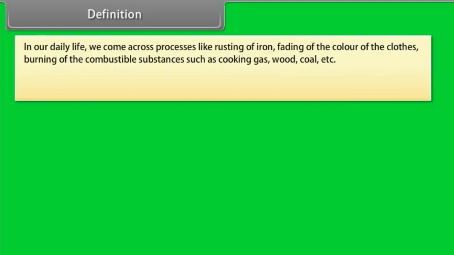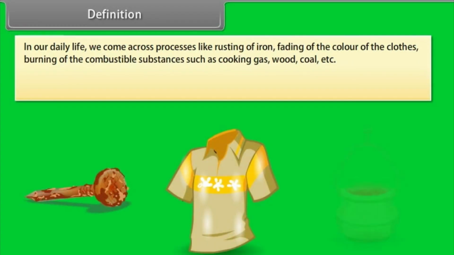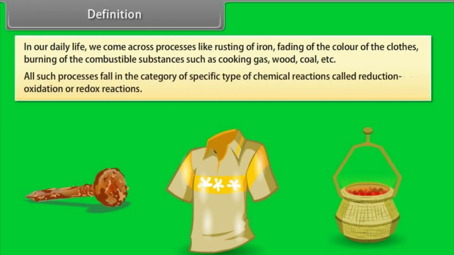Definition. In our daily life, we come across processes like rusting of iron, fading of the color of clothes, and burning of combustible substances such as cooking gas, wood, coal, etc. All such processes fall in the category of a specific type of chemical reactions called reduction-oxidation or redox reactions.